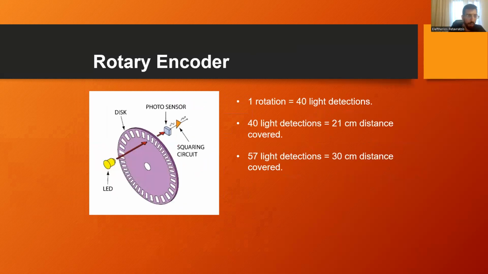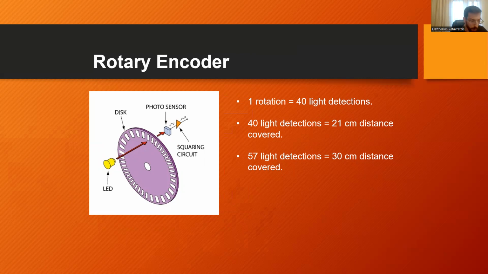Also, we have a rotary encoder that is used for the rotation of our wheels, and you can see that it has a disc on the front, in the middle. On the one side, there is an LED that can send light, and on the other side, there is a photosensor that can detect these light beams.